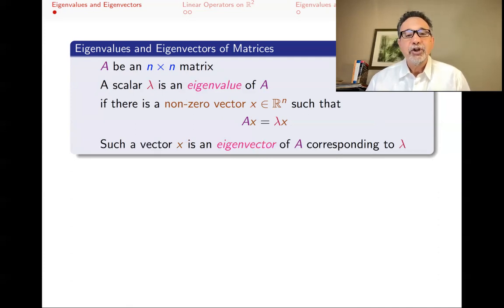And then the x is called the eigenvector of A corresponding to lambda. So every eigenvalue comes with corresponding eigenvectors. Every eigenvector will have a single eigenvalue associated with it.